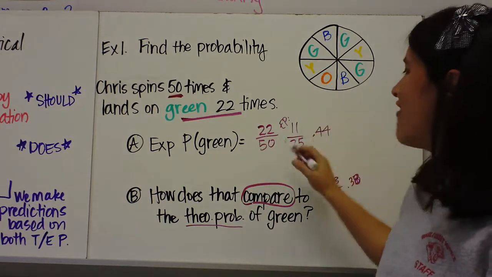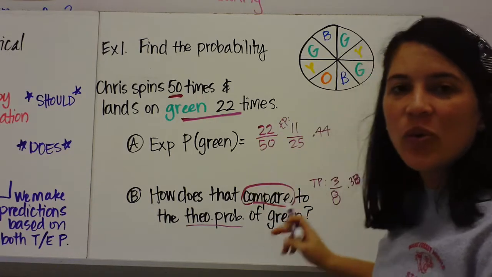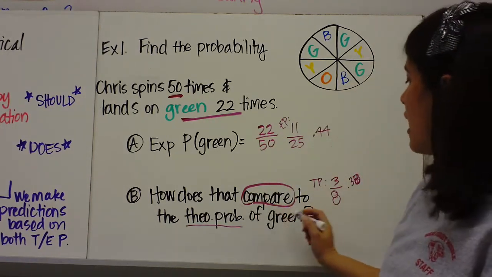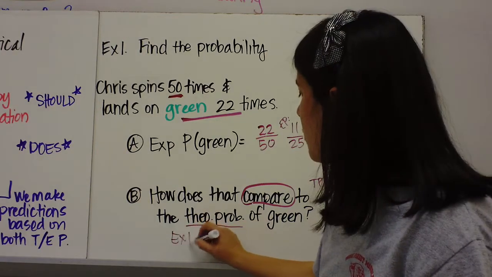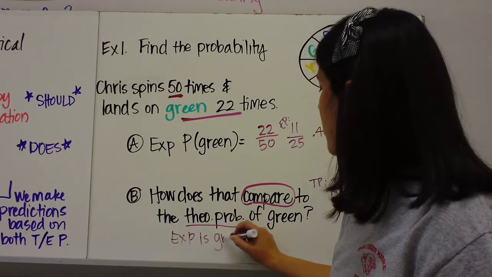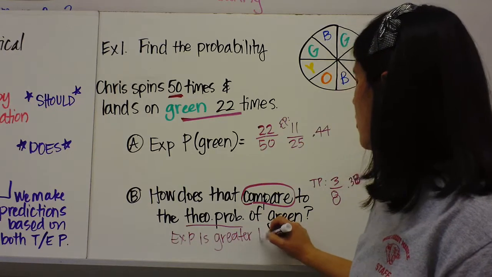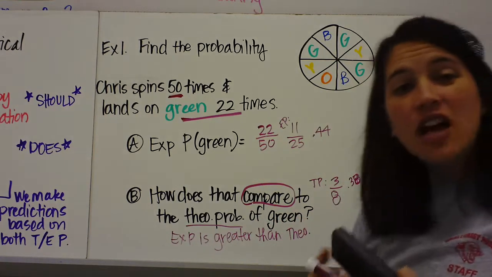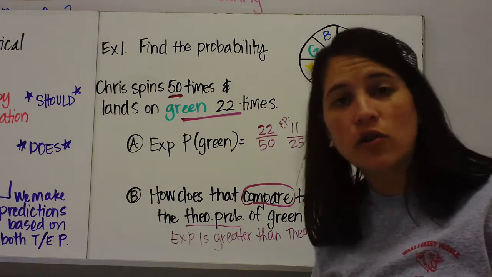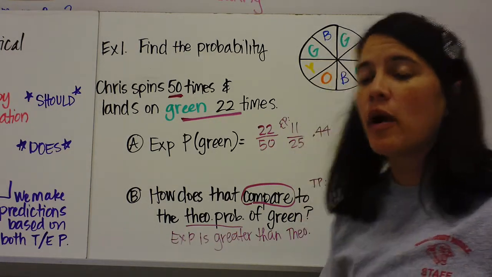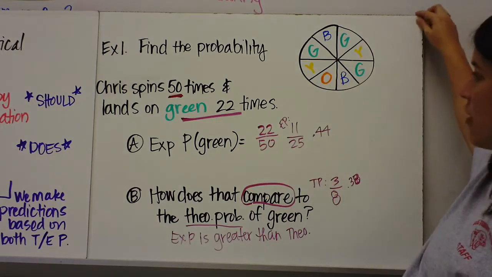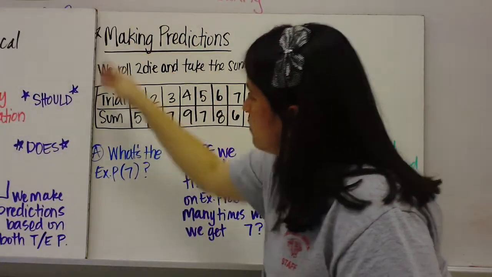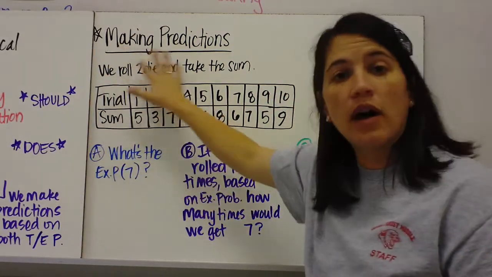So 11 out of 25 is a little less than half, which 3/8 is a little less than half also. So we could say the experimental probability is greater than the theoretical. That's how you compare which one's bigger, which one's smaller, or are they equal. So the experimental probability is a little greater than the theoretical. Make sure you pause it and copy this down.